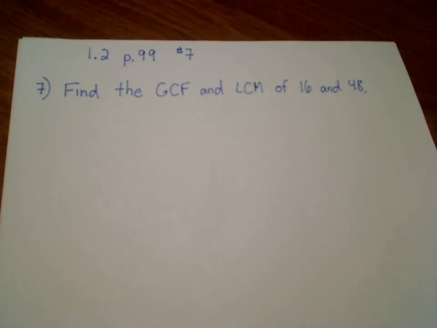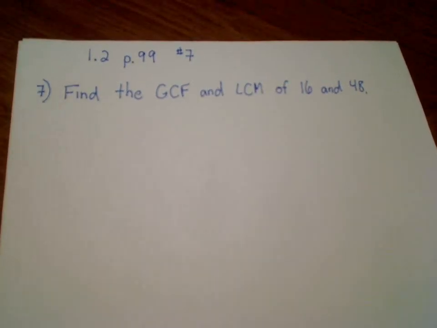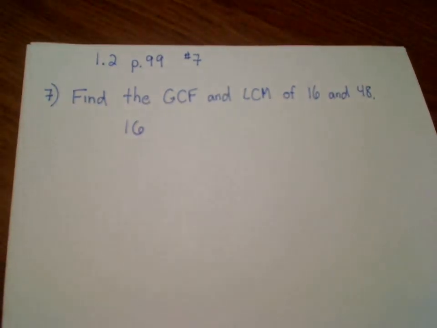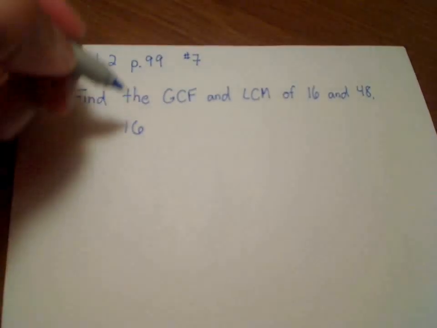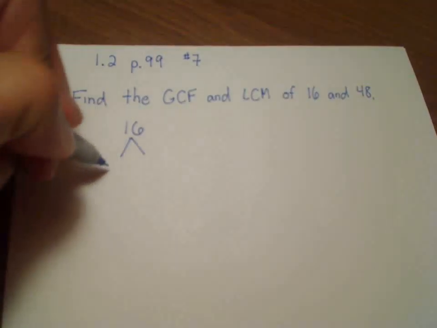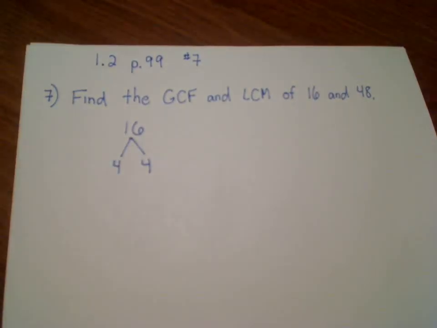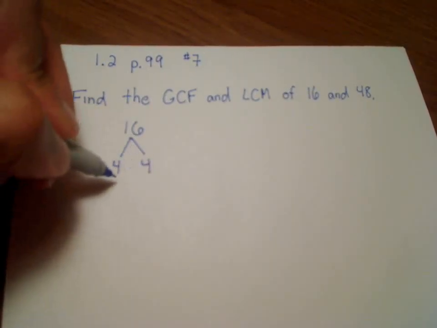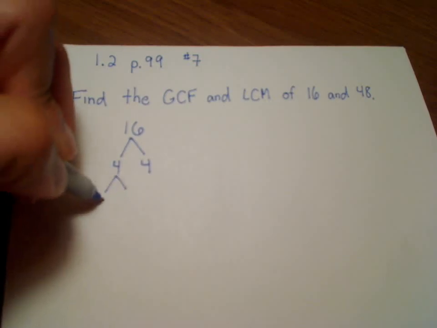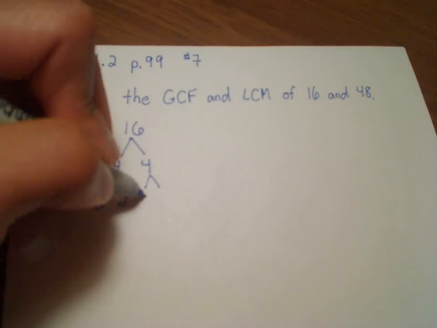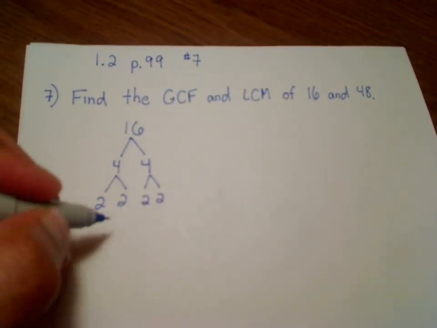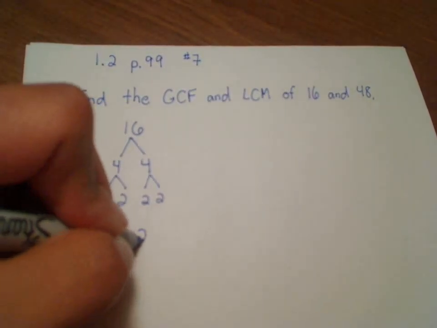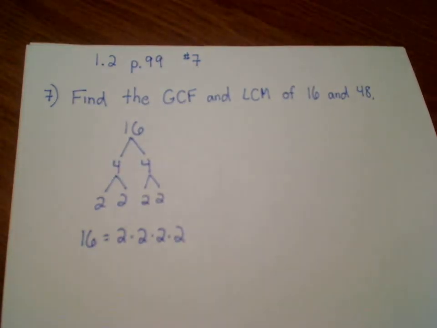And so the first thing we're going to do is let's find the GCF. So I'm going to take 16 and let's break it down to its primes. And I apologize because I am left-handed, so I'll move my hand so that you can see. So I broke this down to 4 times 4, and then I'm going to break this down to 2 times 2, and this one down to 2 times 2. So for 16, our prime is 2 times 2 times 2 times 2, 4 times.